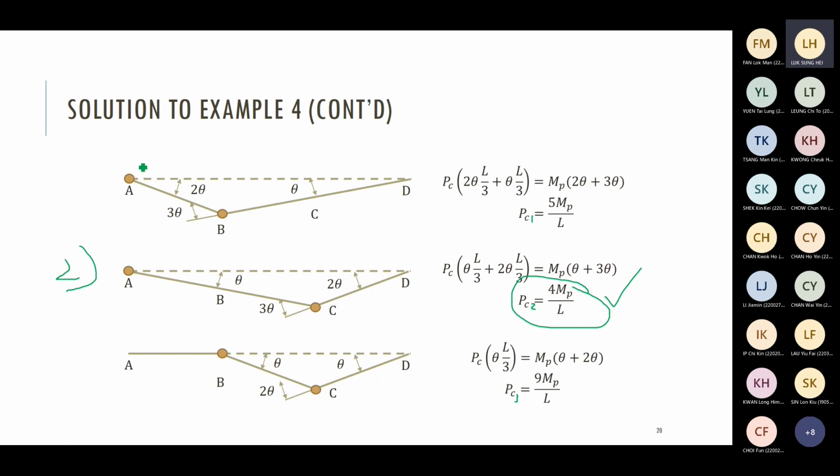You can think in this way: when the loading P increases gradually from 0, it will firstly reach the second collapse load. After reaching this collapse load, it will collapse. It cannot increase further to 5 MP or 9 MP. So this is our scenario.